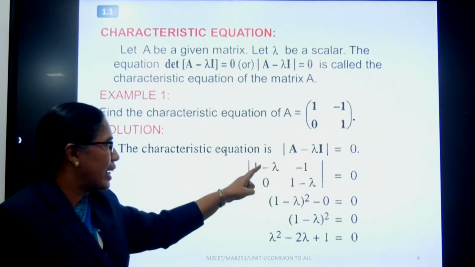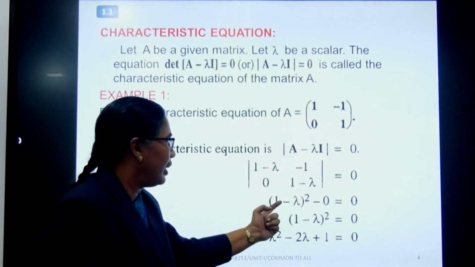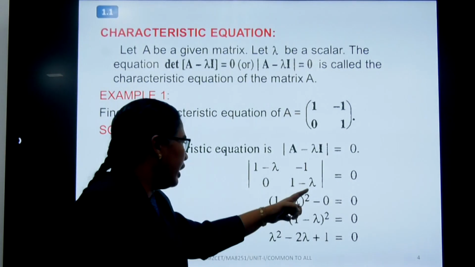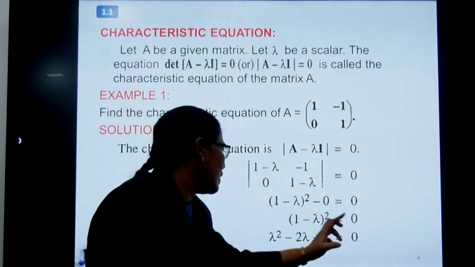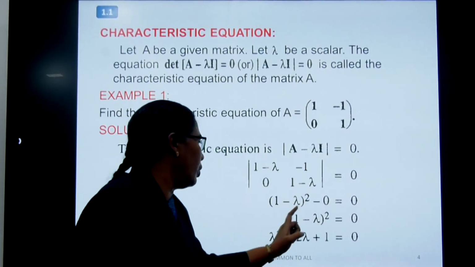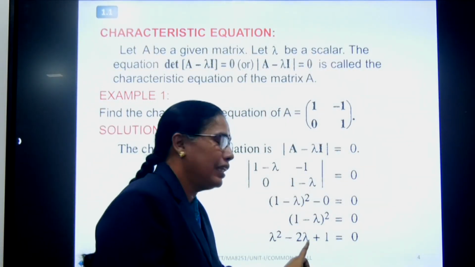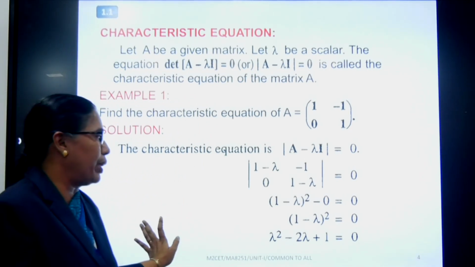Now I expand this determinant: 1 minus lambda the whole square, 0 into minus 1 is 0, which is equal to 0. Now 1 minus lambda square is equal to 0. This is (a minus b) the whole square. So lambda square minus 2 lambda plus 1 equal to 0. This is the characteristic equation of the matrix.